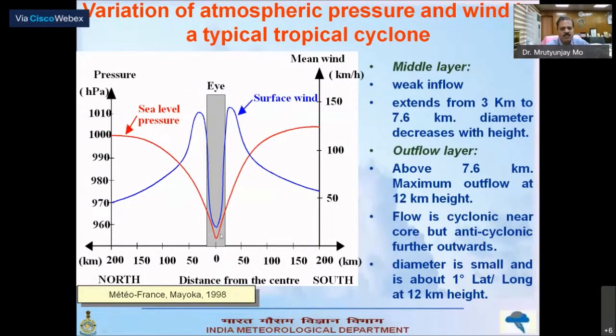Then, of course, pressure: if you look at it, pressure is minimum at the center of the cyclone, and it gradually increases as you go away, this red line, from the center of the cyclone towards the outer layer.